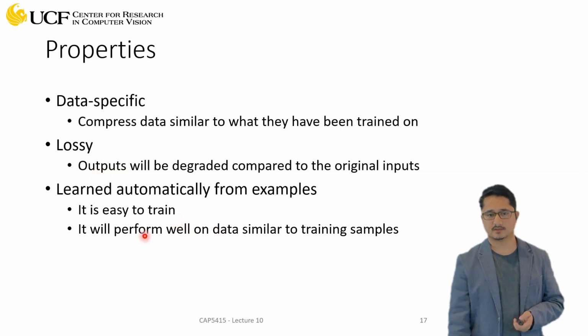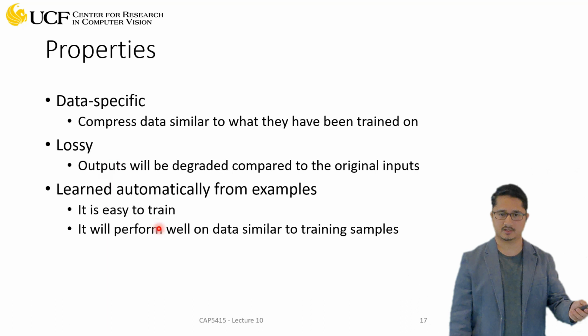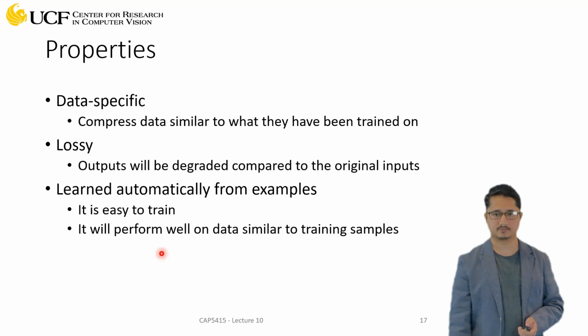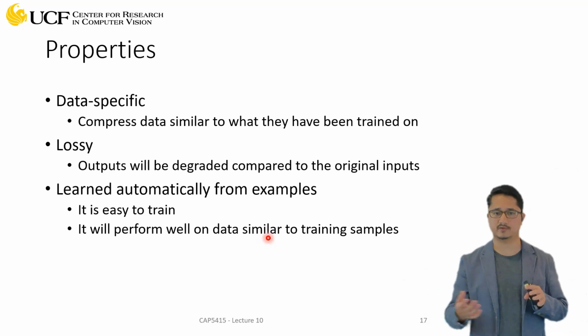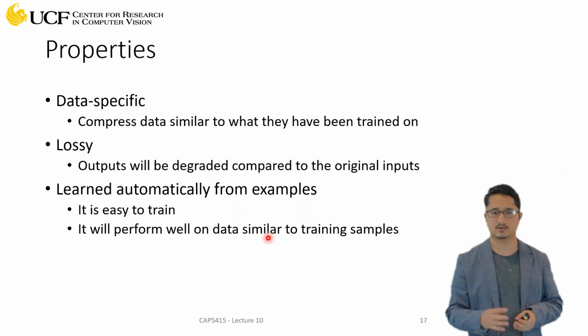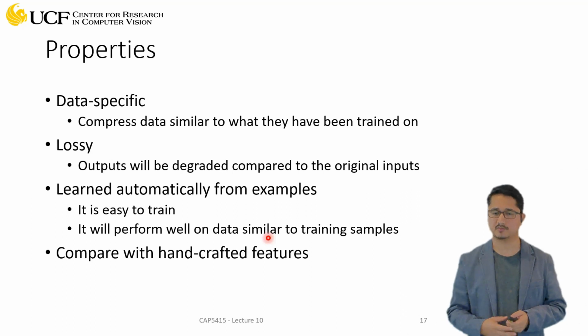Now the good thing is it's very easy to train. All you need is just data. You don't have to have any labels. And if your testing scenario is from the same domain and you have similar kinds of examples, it's going to work pretty well. But for out of distribution samples, it might not work.